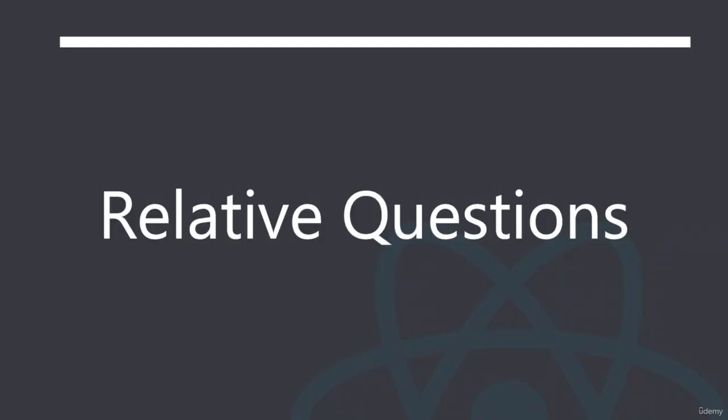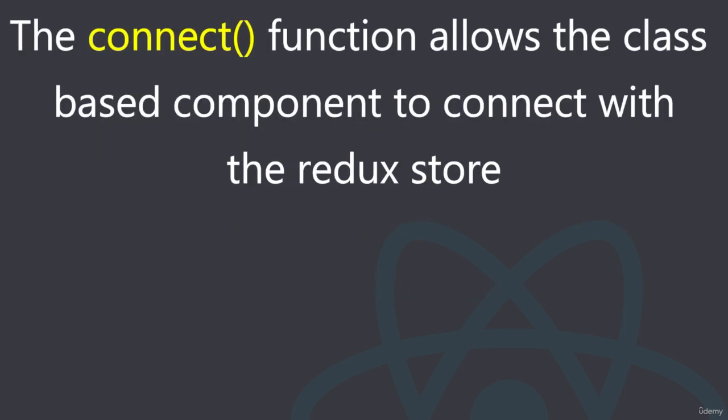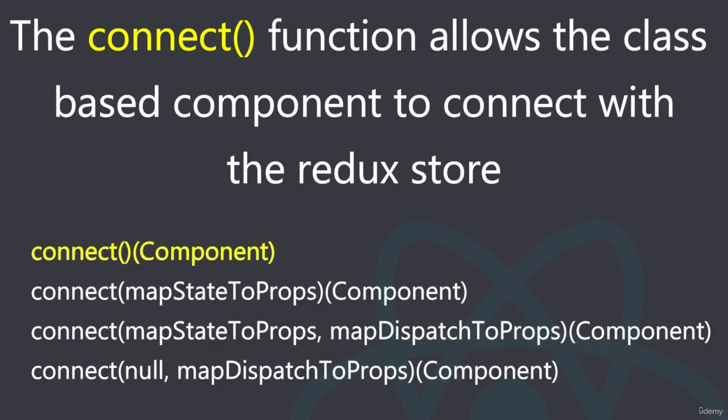Now let's talk about a few relevant questions. The first question is, how will you connect the class-based React component to the Redux store? The connect function allows the class-based component to connect with the Redux store. There are various ways to use the connect method. Let me just list it out here. In the first syntax, we just pass the component and there is no map state to props or map dispatch to props. In the second case, which we have tried in our example, you have the map state to props and you pass the component.